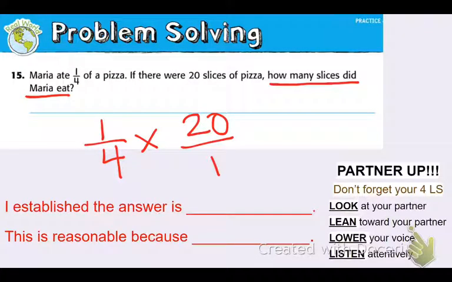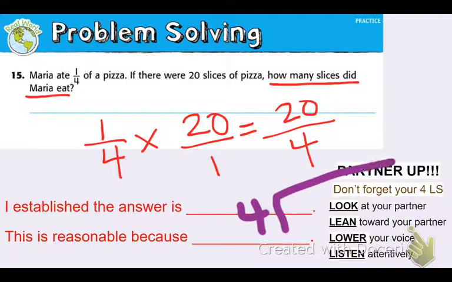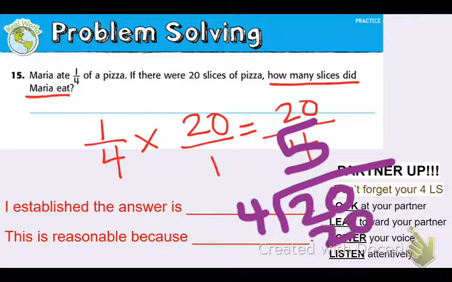Absolutely. Make it a fraction. Step 1. Step 2 is to actually multiply. 4 times 1. Step 3, we can create that improper fraction into a mixed number or a whole number. How many times will 4 divide into 20? How many groups of 4 can I make? I can make 5 groups of 4 with nothing left over.